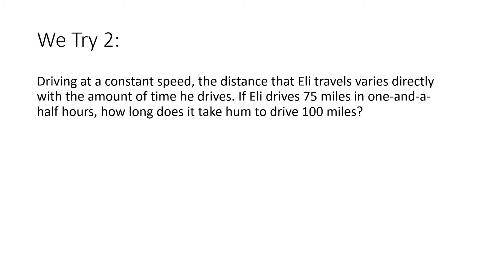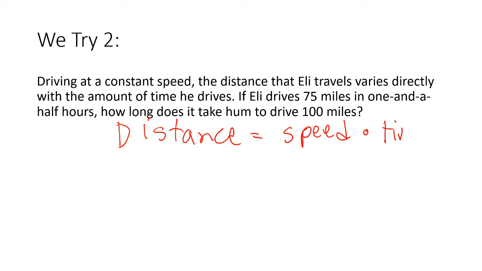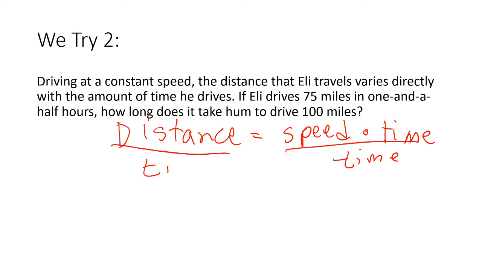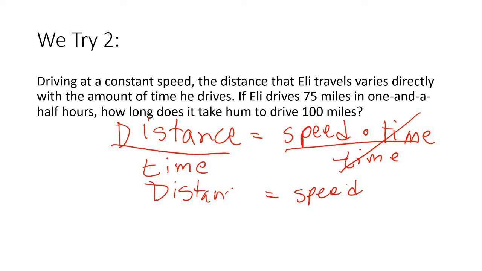So, Eli travels at a constant speed. The distance that he travels varies directly with the amount of time that he drives, which means I can write an equation. Distance is equal to the speed that he's driving times the amount of time that he drives. I want to divide both sides to get speed by itself. I'll get speed is equal to the distance divided by the time.